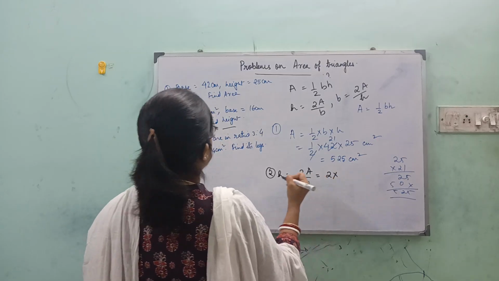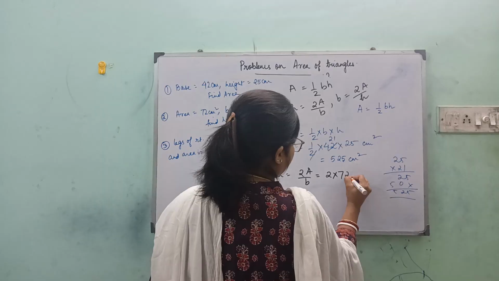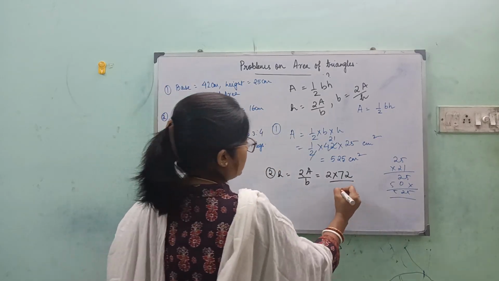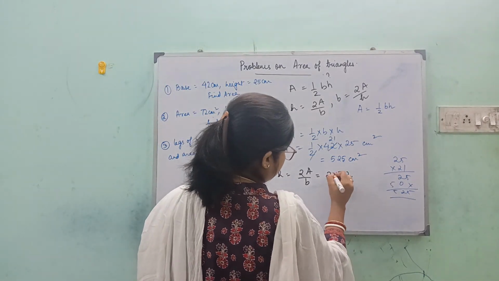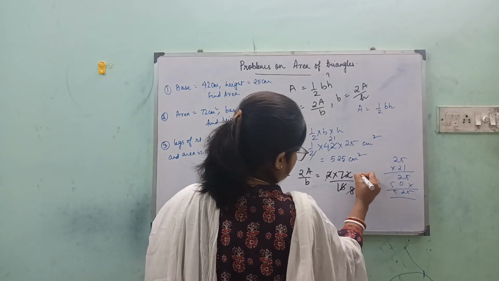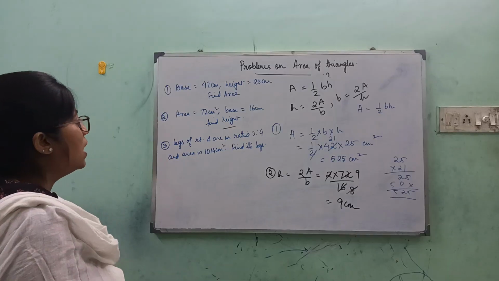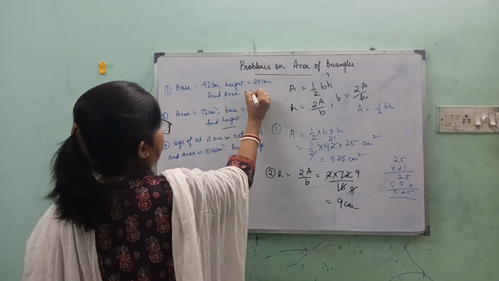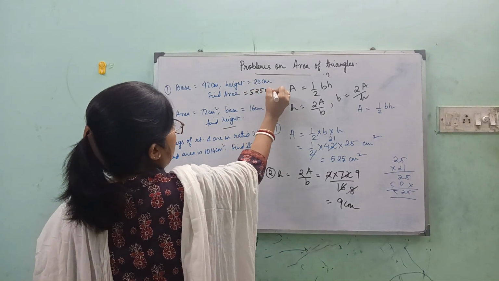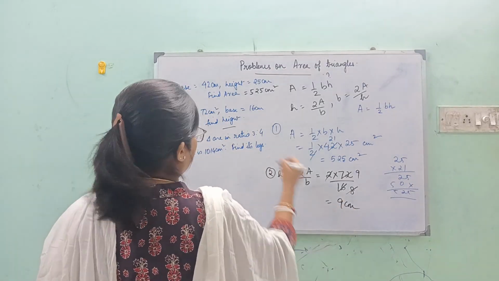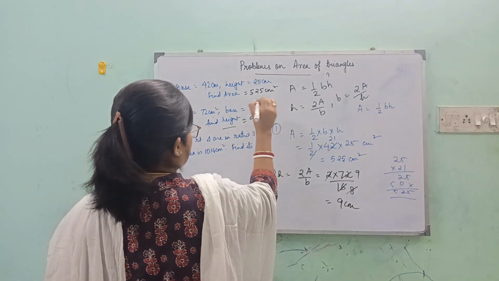So 2 times area is 72, by base is 16, that is 9 centimeter. So this is the height. Here in the first case it was 525 centimeter square and here it is 9 centimeter.